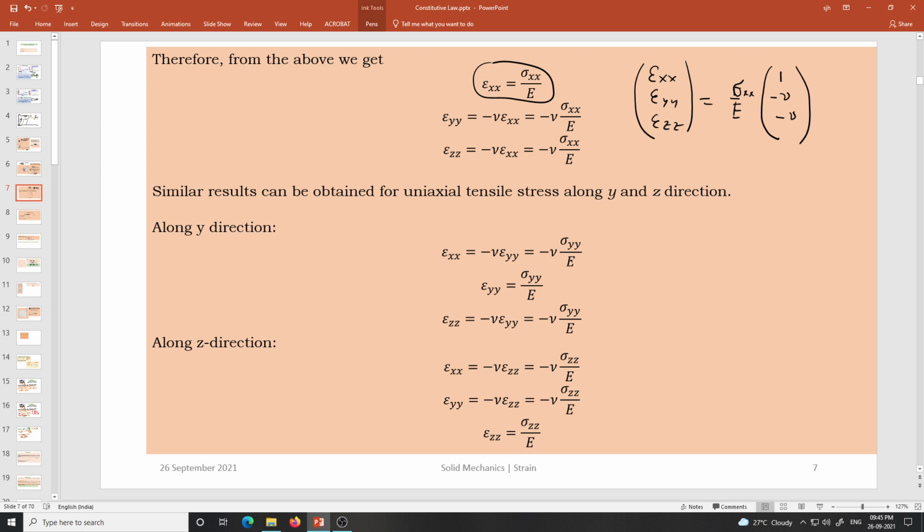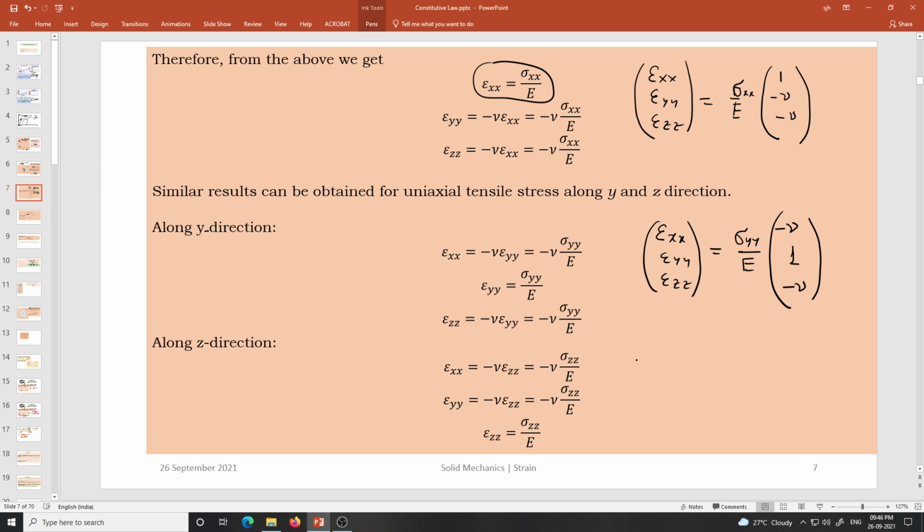Similar exercise if we perform along the y direction and the z direction, then we shall get this relationship. Epsilon xx, epsilon yy, epsilon zz, along the y direction when we are doing, then it would be sigma yy over E. We are assuming that only the non-vanishing direct stress is acting in the y direction, and the Poisson ratio would be appearing for the epsilon xx, 1 for the epsilon yy, and minus nu for the epsilon zz.